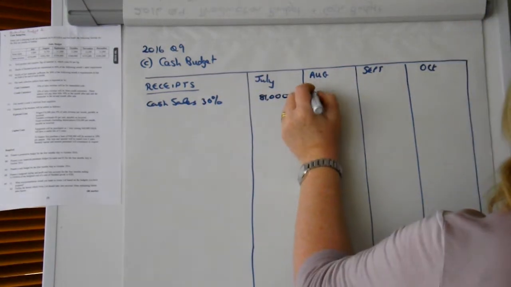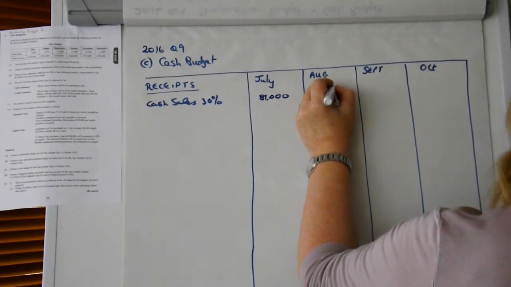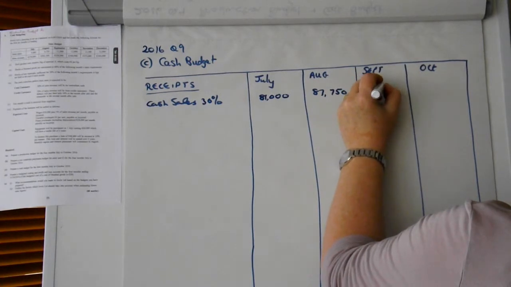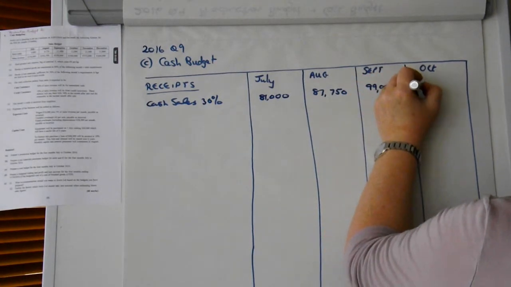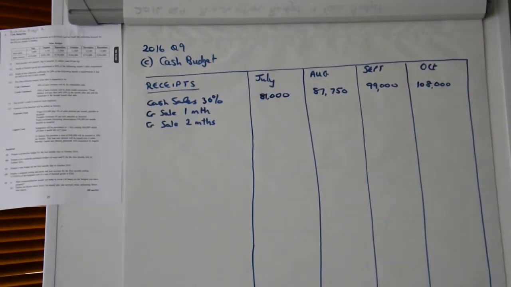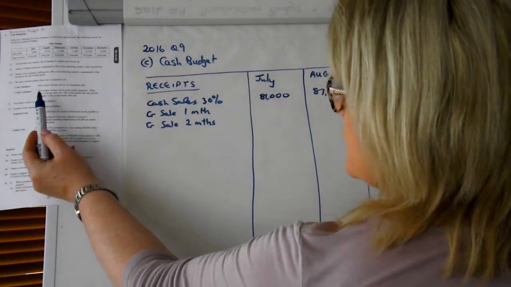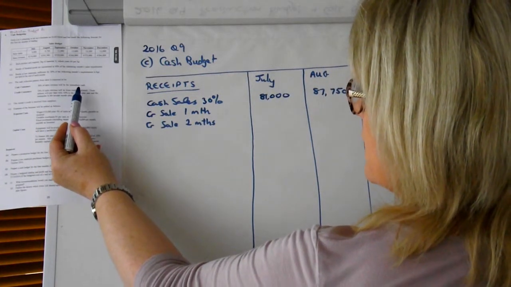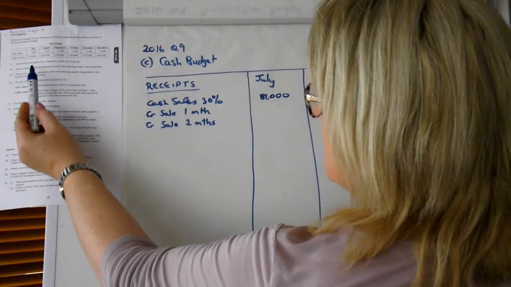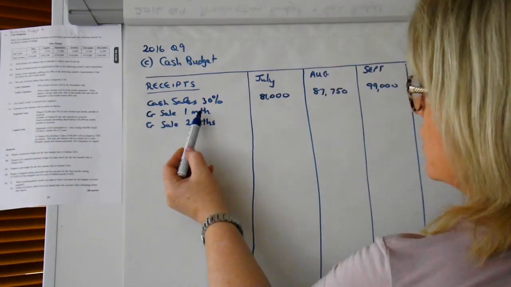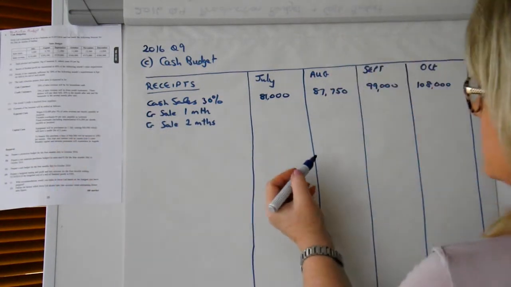So you don't need to show your workings on this, just do it on your calculator, repeat the pattern across, and you'll have the figures very quickly. So the next piece then are the credit sales, and again, follow the instruction. 70% of sales will be from credit customers. So for July, it'll be 70% of the 270,000, and 50% of that is 1 month's credit, and 50% is 2 months' credit.